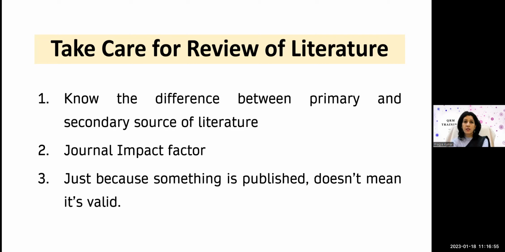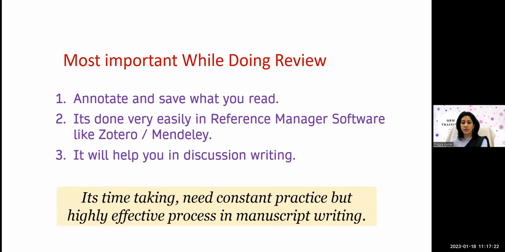You should see the journal impact factor. Because there are many predatory journals these days, and there is much work getting published in spite of the bad or less good quality, I can say. We should not say poor quality. So that should be seen, the journal impact factor, and just because something is published, it doesn't mean that it is valid. So you should take care of these things whenever you are doing the literature review.